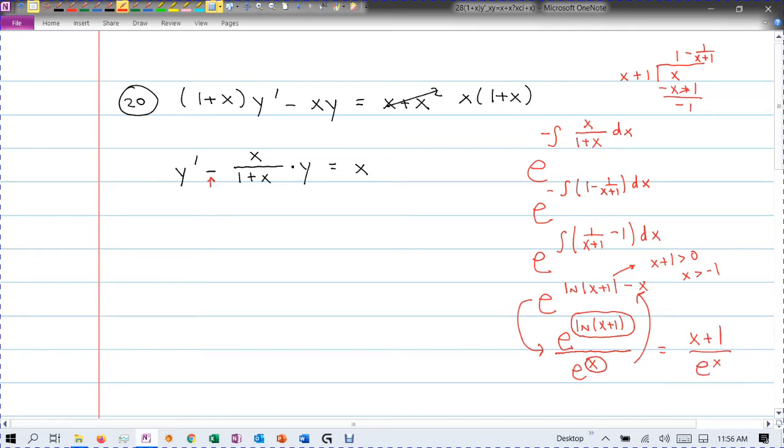Okay, so now coming back over here, we know that the left-hand side is the derivative with respect to x of our integrating factor, x plus 1 over e to the x, times y, and then equals, we have to multiply the right-hand side by that integrating factor, so I'm just going to write it like this. Okay, now integrate both sides with respect to x. And the left-hand side becomes x plus 1 over e to the x times y, and then equals, now I've got to work on that integral.